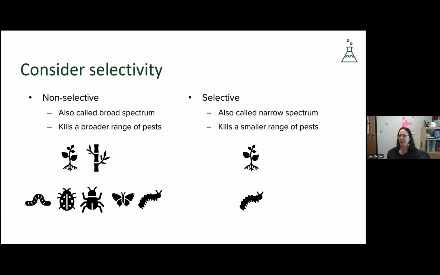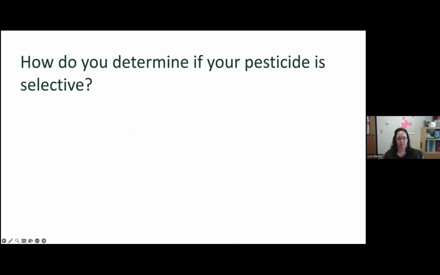Whereas something that we would consider selective or narrow spectrum has just a smaller range of pests that it can impact. So an herbicide that only impacts broadleaves, or an insecticide that only targets armyworms and other types of caterpillars and no beetles and no true bugs, for example. It has a more narrow spectrum.